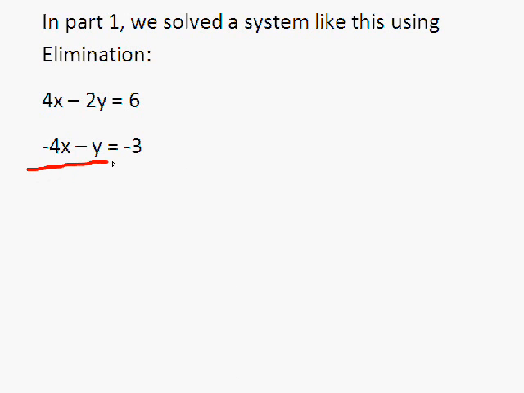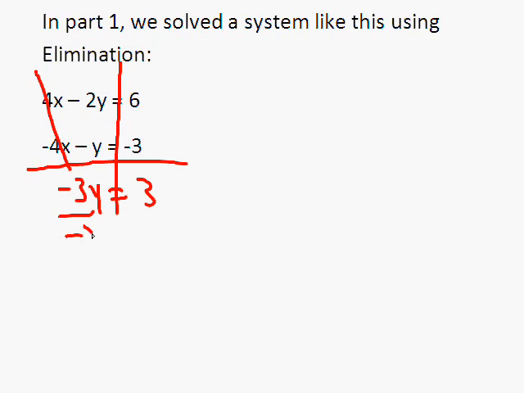Again, notice that the x's are above each other, the y's are lined up one above the other, so are the equal signs, and so are the numbers. This allows us to add the two equations together, and hopefully one of the variables will eliminate. Let's take a look. 4x minus 4x cancel each other out, or give us 0. They've been eliminated. Negative 2y, negative y gives us negative 3y. 6 minus 3 gives us 3.